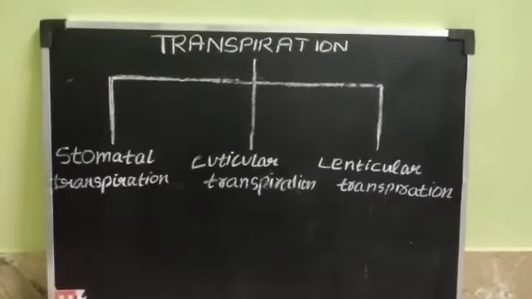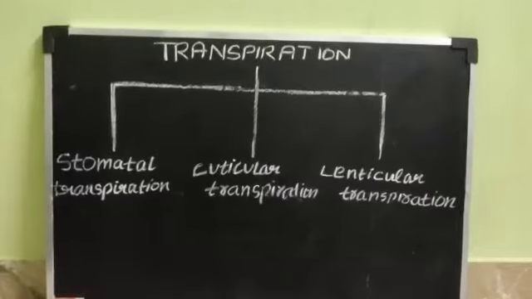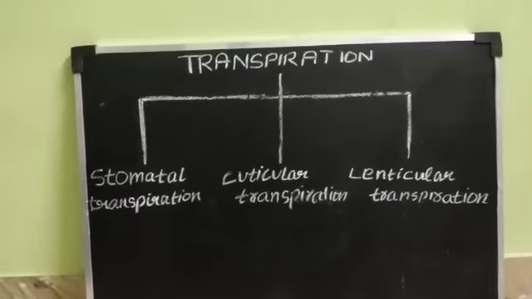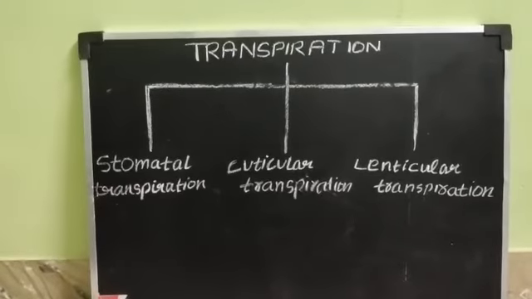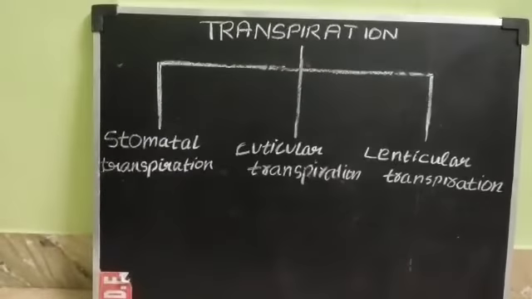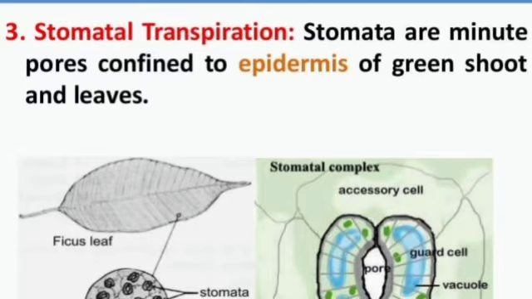Now we saw transpiration and the structure of a stoma. Now we are seeing types of transpiration. The types are stomatal transpiration, cuticular transpiration and lenticular transpiration. Now we will see the first, stomatal transpiration. Loss of water from plants through stomata. It accounts for 90 to 95% of water transpired from leaves.